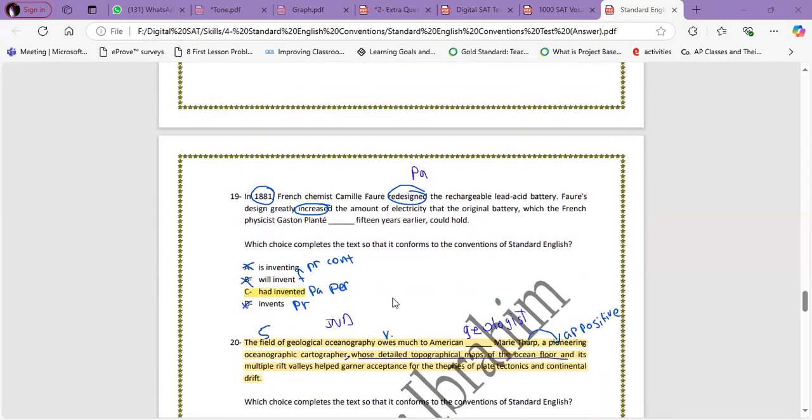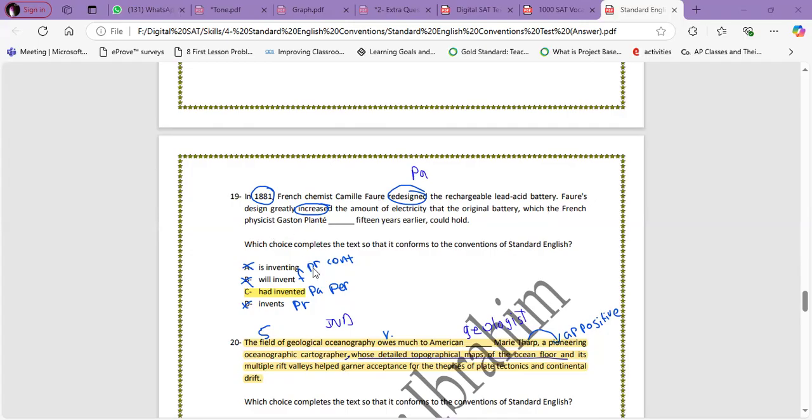Number 19, verb forms: is inventing, present continuous; will invent, future; had invented, past perfect; invents, present. How do we know the tense? Look at the whole sentence to categorize the tenses in it and find out which one is the most consistent tense. In 1881, from the start it's past. French chemist Camille Faure redesigned, past, the rechargeable lead-acid battery. For its design greatly increased, past, the amount of electricity that the original battery, which is the French physicist's, produced. I need something in the past.